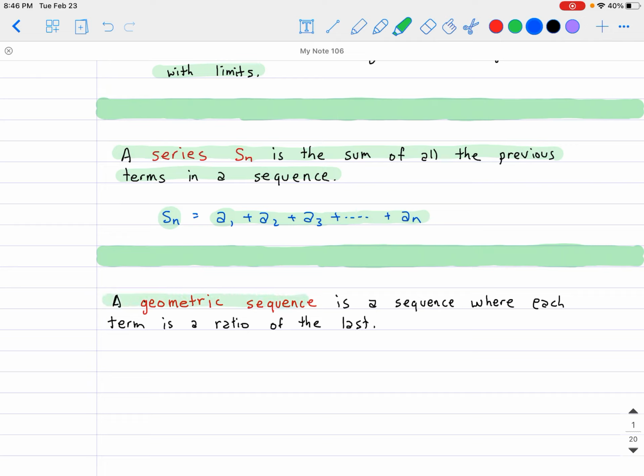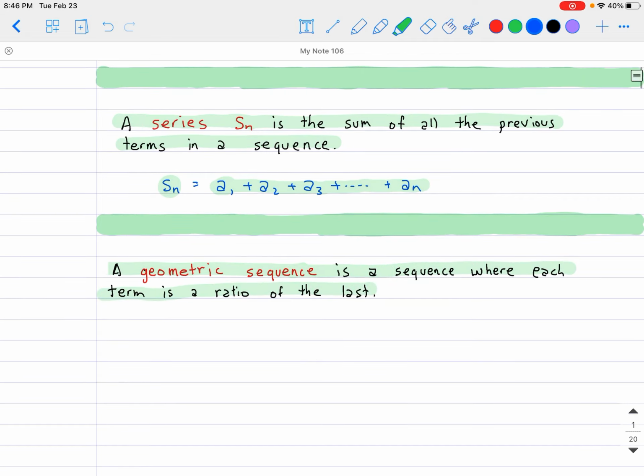Now remember, a sequence is basically a string of numbers with patterns. To be a little bit more specific here, if I tell you that you have a geometric sequence, you're basically going to have a sequence where each term is a ratio of the last. So if I were to write it out, here is an example of a geometric sequence. A of n is going to be equal to, let's say, 4, and then 8, and then 16, and 32, and so on.